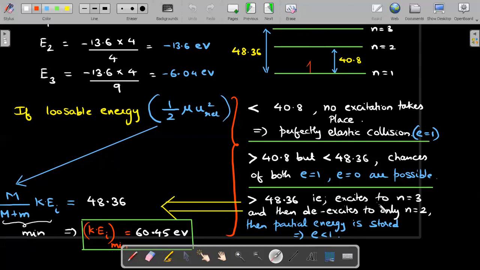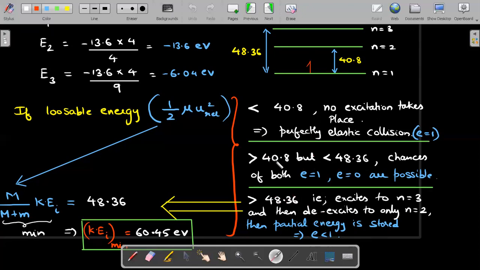So there is a possibility of excitation to n equal to 3, and then de-excitation to only n equal to 2. Then partial energy is stored, which means there is a possibility of E less than 1 type of collision. I'm saying there is a possibility, doesn't mean it happens every time. So when you have energy greater than this, this is possible, and also this is possible. But for this condition, E less than 1 is not possible.